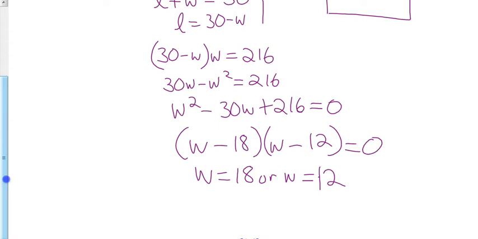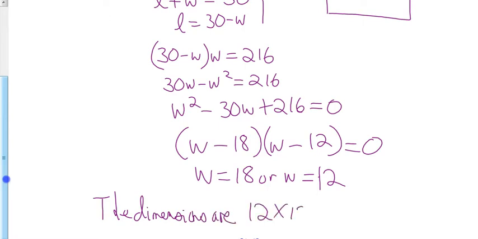So, it wants the dimensions of the rectangle. What are they? Well, 18 and 12. We have two sets of identical answers. The dimensions of the rectangle are 18 and 12. Do you need a word sentence?